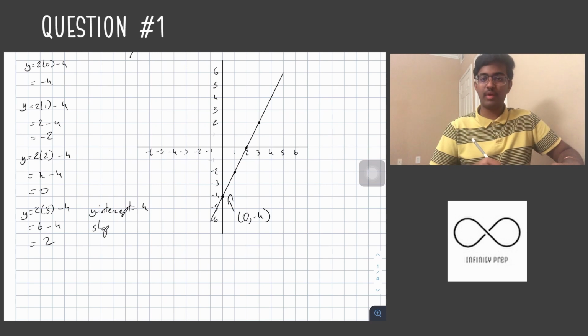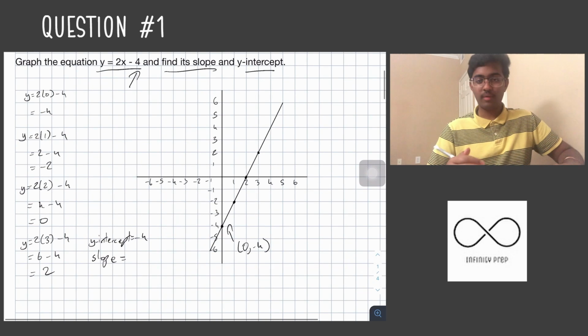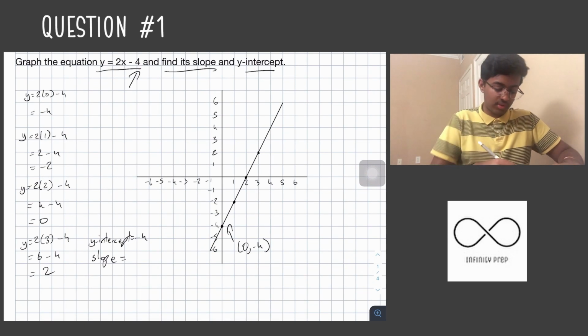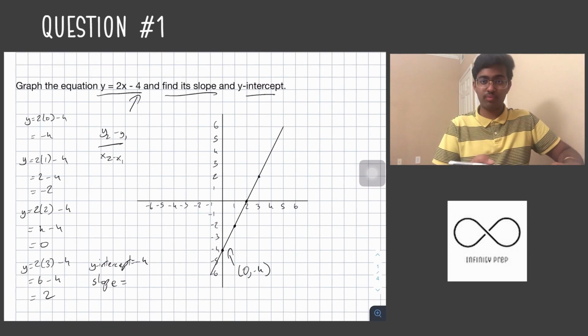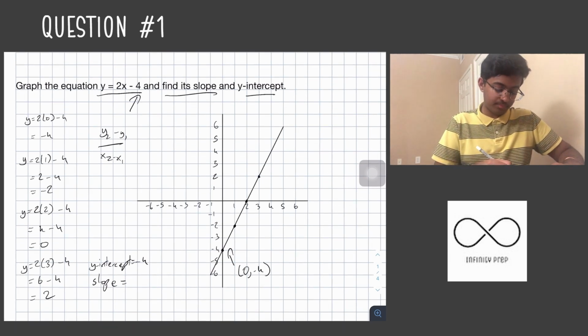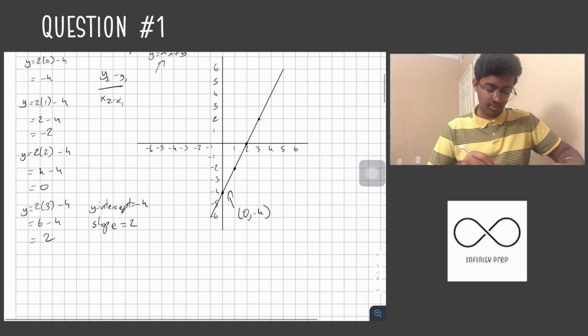And the next part is finding the slope. Slope is rise over run. We have two choices. We can either use the formula y2 minus y1 over x2 minus x1, or we can choose the easier way, which is just finding the slope from the equation, which is the slope is 2 right there, which corresponds to y equals mx plus b, the m, which is the slope. So slope is equal to 2. That's our final answer.